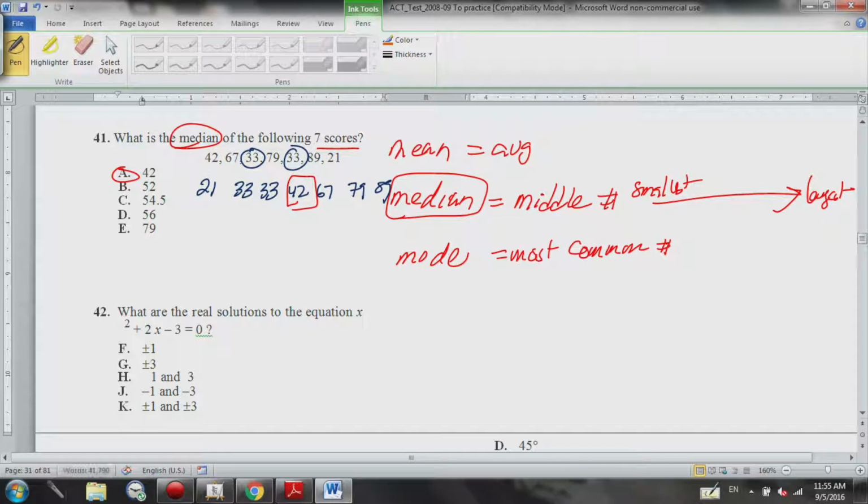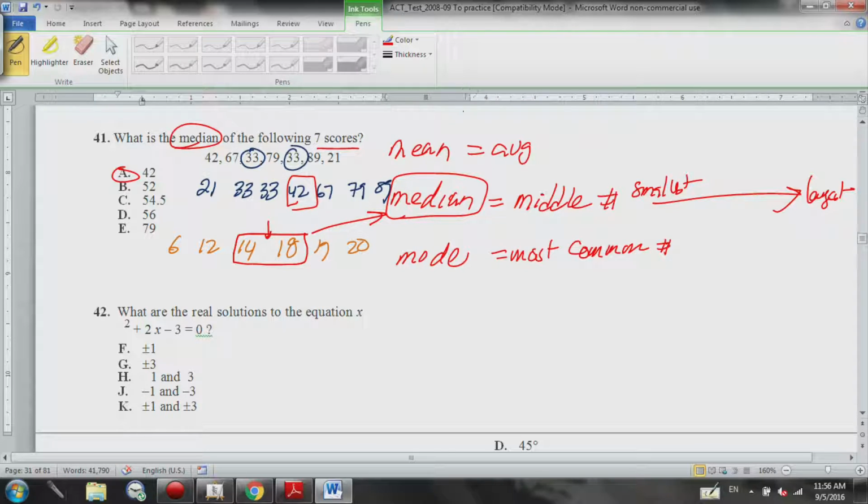Now, what if you had an even number of numbers? For example, if you had 6, 12, 14, 18, 19, and 20. So this is even. There's 6 numbers. There's no middle per se, right? There's no number here in the middle. In this case, you take the average of the 2 middle numbers, and that will give you the median.